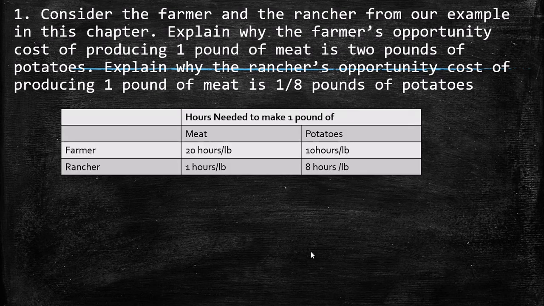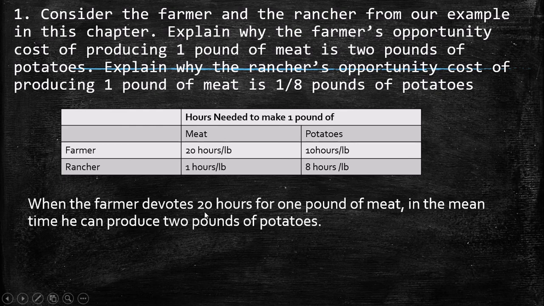So we have to recall this table which summarizes the hours needed to make 1 pound of meat and 1 pound of potato. On the farmer side, 20 hours are necessary for 1 pound of meat, and for 1 pound of potato 10 hours. On the other side the rancher needs 1 hour for producing 1 pound of meat and 8 hours for producing 1 pound of potato. So when the farmer devotes 20 hours in order to produce 1 pound of meat, in the meantime he can produce 2 pounds of potatoes.